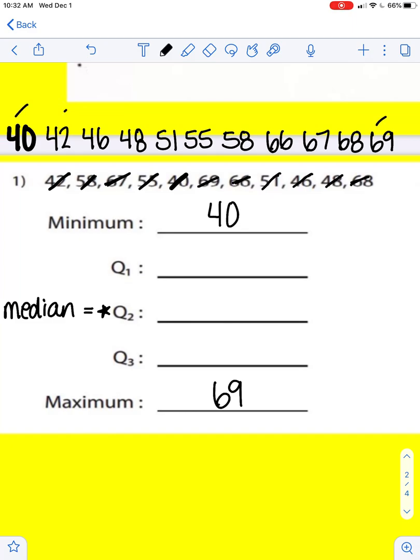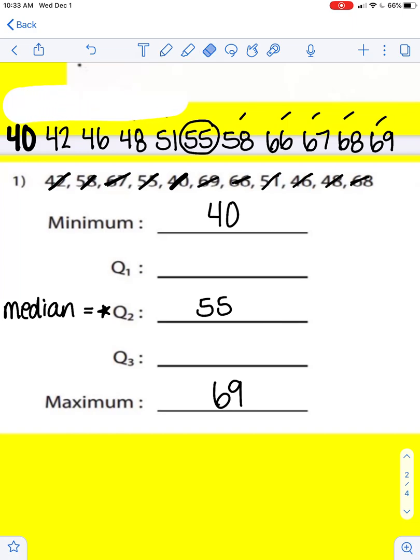So when I mark those off, and I didn't mark them through the number because I wanted to still be able to read the numbers, I see that my median right here is 55.